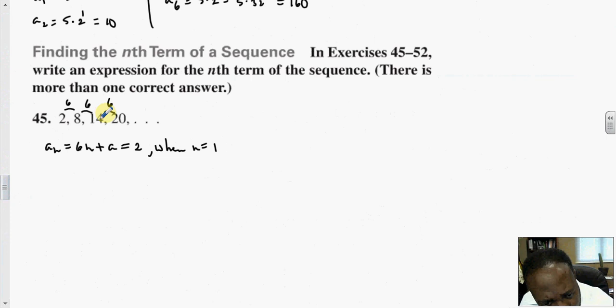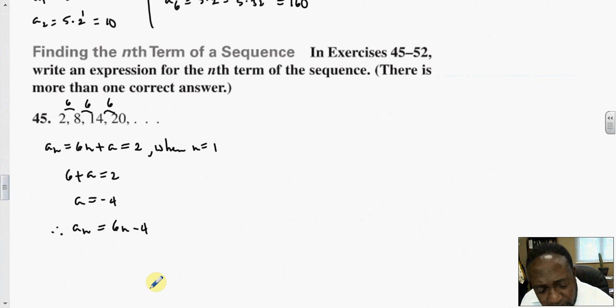So if that be the case, if you let n equal to 1, we get 6 plus a is equal to 2. Excuse me. And so we get here 6 minus 2 is negative 4. So a is equal to negative 4. So the pattern of the sequence a sub n is equal to 6n minus 4.